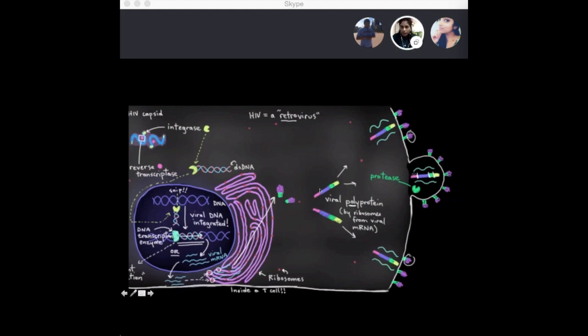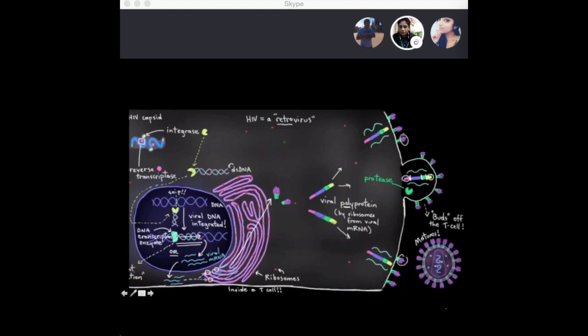So once a viral polyprotein is made, essentially budding off is going to occur. And the budding off will occur by protease. Protease is going to bud it off. And this budding piece right here is going to be an immature HIV particle. And then once budding off actually occurs, it becomes a mature HIV particle. So then that gets released into the bloodstream to then infect other CD4 cells.